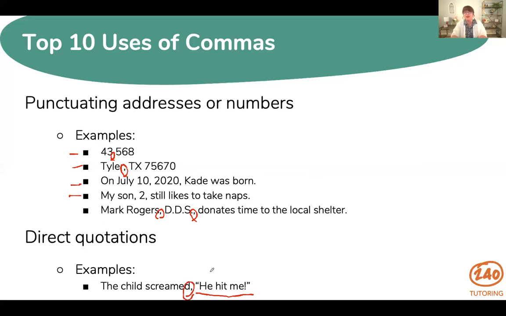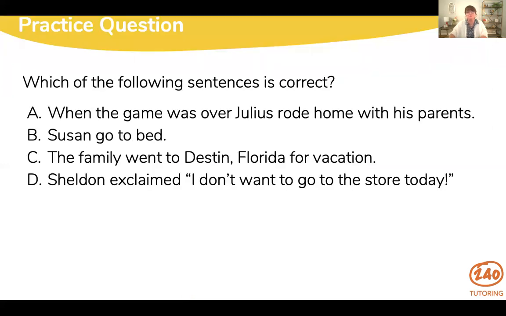Now that we've looked at the top 10 uses of commas, let's try a practice question. So this says, which of the following is correct? A, when the game was over, Julius rode the bus home with his parents. B, Susan, go to bed. C, the family went to Destin, Florida for vacation. D, Sheldon exclaimed, I don't want to go to the store today.